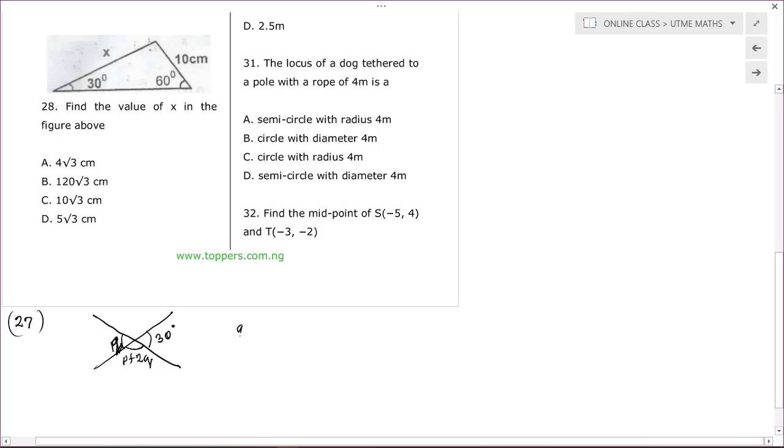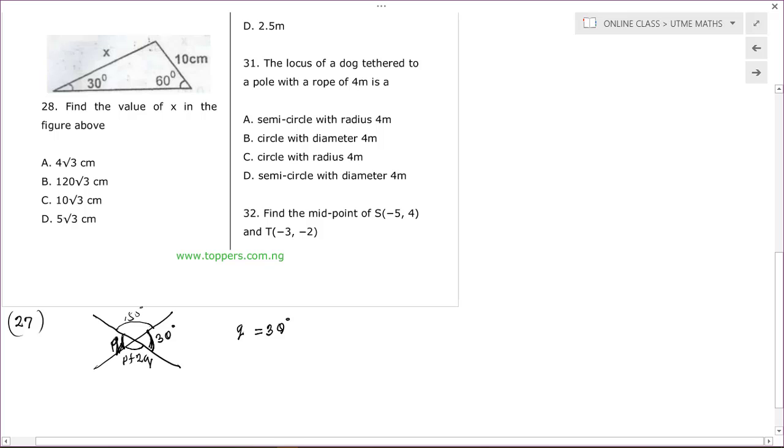From what we have here, Q is a vertically opposite angle. This angle and this angle, as they are facing themselves between two straight lines, are equal. It's equal to 30 degrees. So the remaining angle here is 150, angle on a straight line.